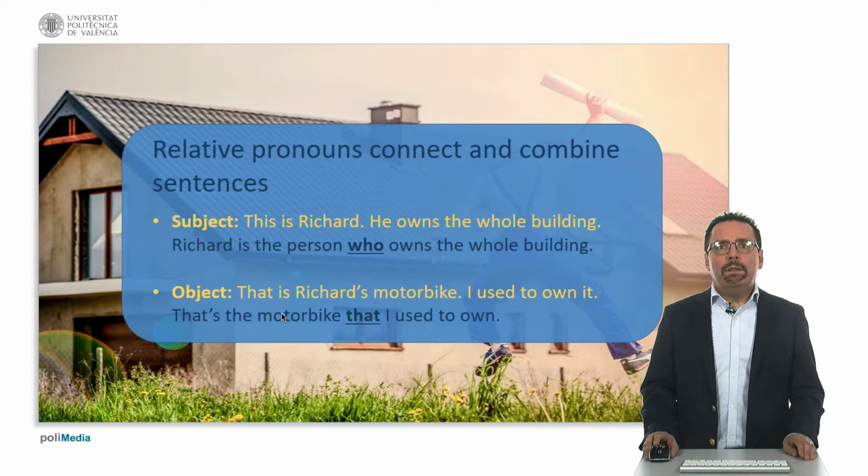Relative pronouns and relative clauses help us connect and combine concepts and sentences that otherwise would be separate. So they help us in writing to connect, to make the discourse flow. For example, we have, this is Richard and he owns the whole building. We can link these two parts, saying Richard is the person who owns the whole building. Or as an object, that is Richard's motorbike. I used to own it. That's the motorbike that I used to own.